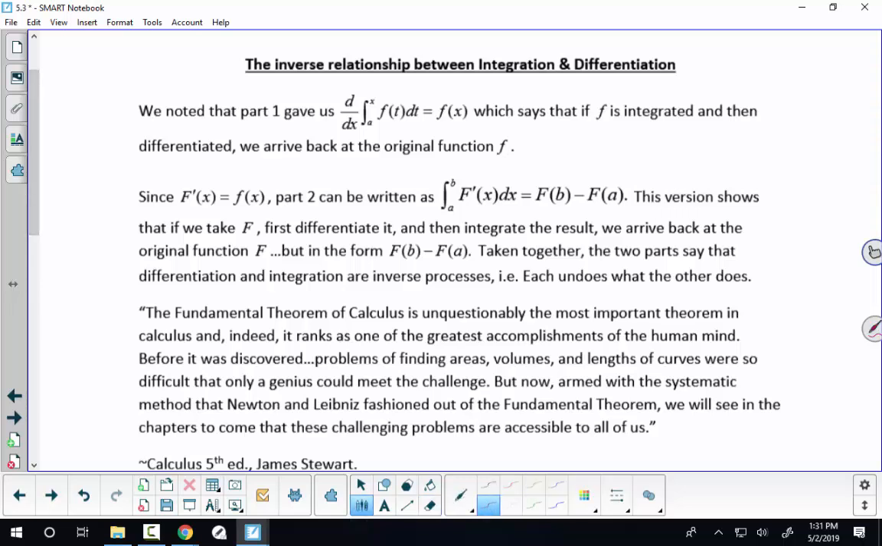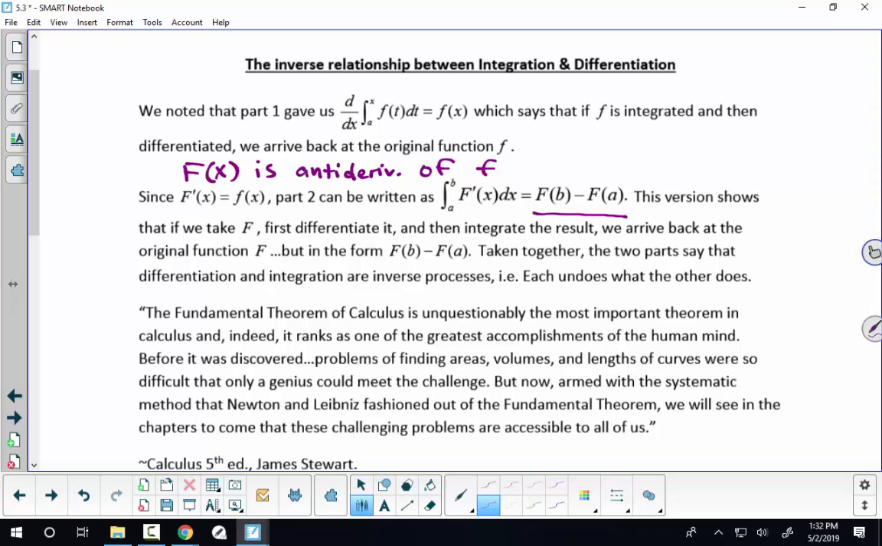It's really the same kind of thing from 4.9. So since capital F is the antiderivative of f, then capital F prime is f of x. So part 2 of the fundamental theorem can be written, instead of the lowercase f of x here, we can put in capital F prime of x, because that's the same thing, is equal to capital F of b minus capital F of a. So here again, we see that the derivative and the antiderivative of capital F get undone in this step, but in a particular fashion.